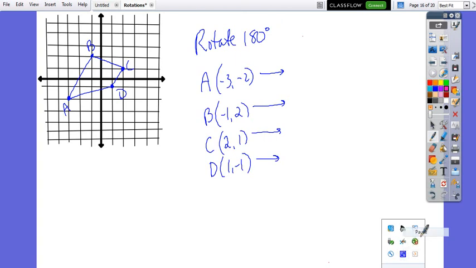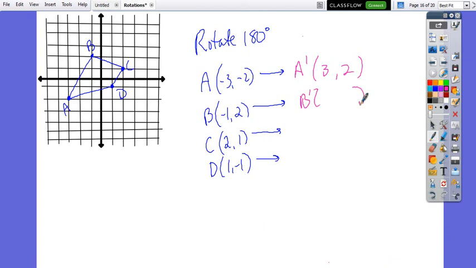So we're going to go ahead and change both signs. So when we do that, we get A prime is what? 3, 2. B prime is 1, -2. Yeah, it's easy to do. Don't swap them, just change the sign. C prime, good. And D prime, there you go, -1, 1. Okay. Looks like we swapped them, but we really didn't. We just changed their signs.